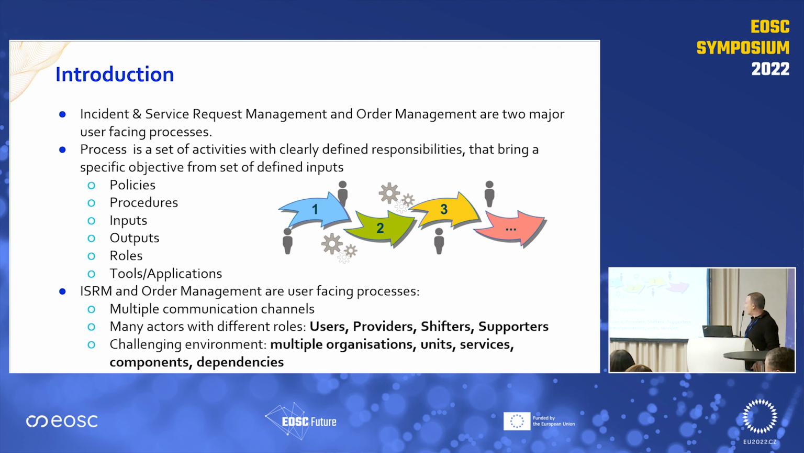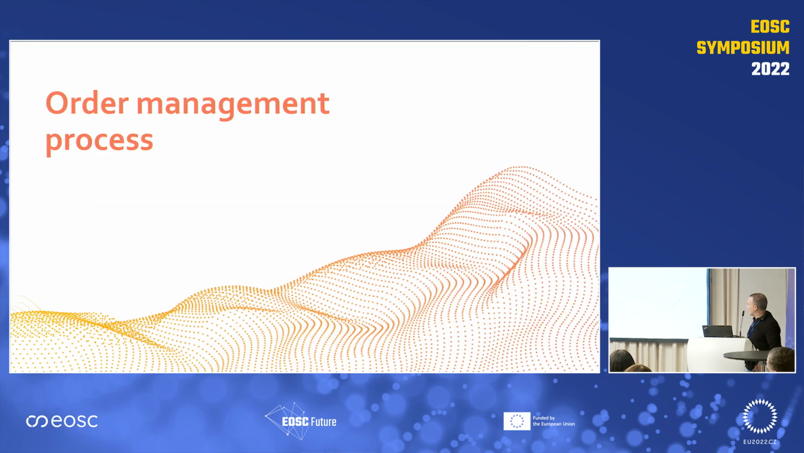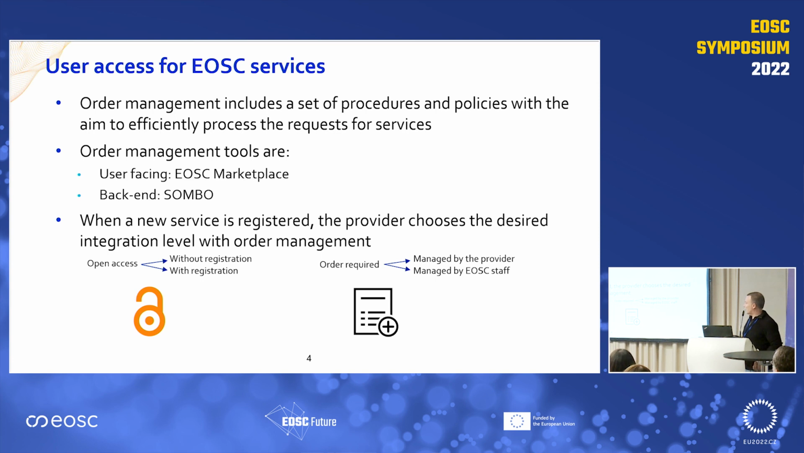So these are the challenges we have for these processes. I will start now with the order management process. The major aim of this process is to fulfill the user requests for the services. The users make some requests, or what we call orders, for services, and the objective of order management is to fulfill these orders and to provide the resources and services for the users.